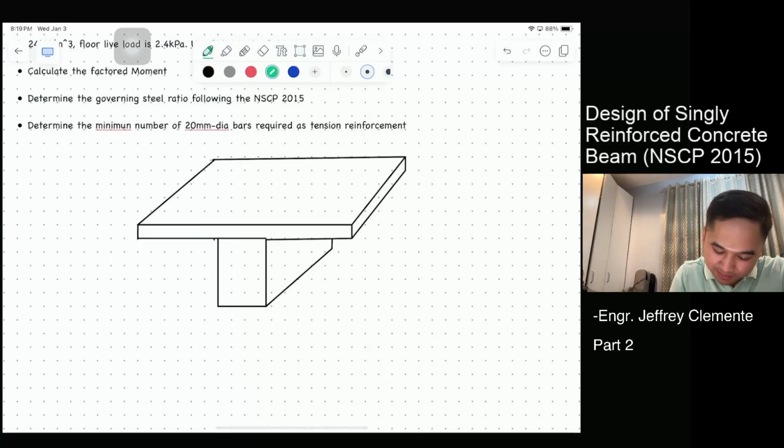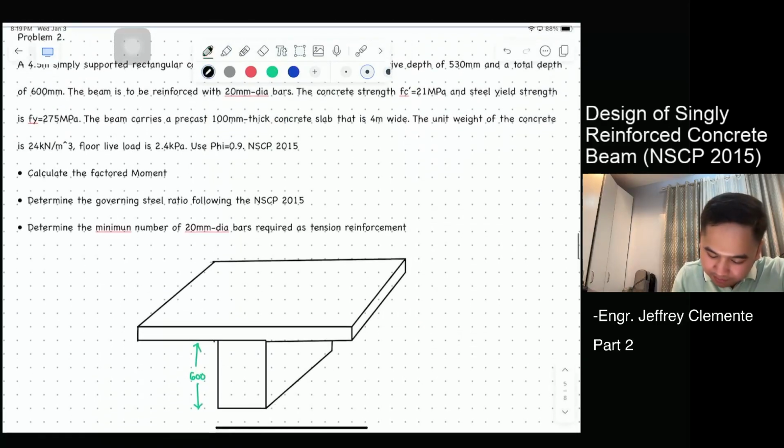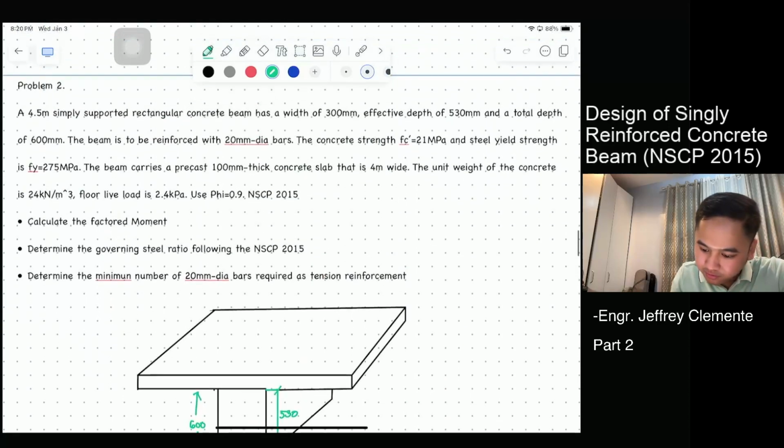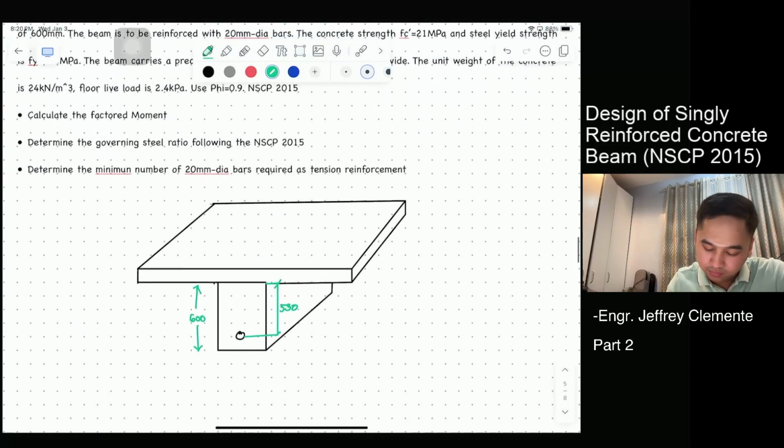So, we have 600 mm total depth of the beam. Then, the effective depth, what is effective depth? It is to the centroid of the steel bars, right? You have 530. Did it say 530? Yes, 530. Then, the length of your beam is 4.5, right? So, that is 4.5 meter. The width of your precast slab is 4 meter.